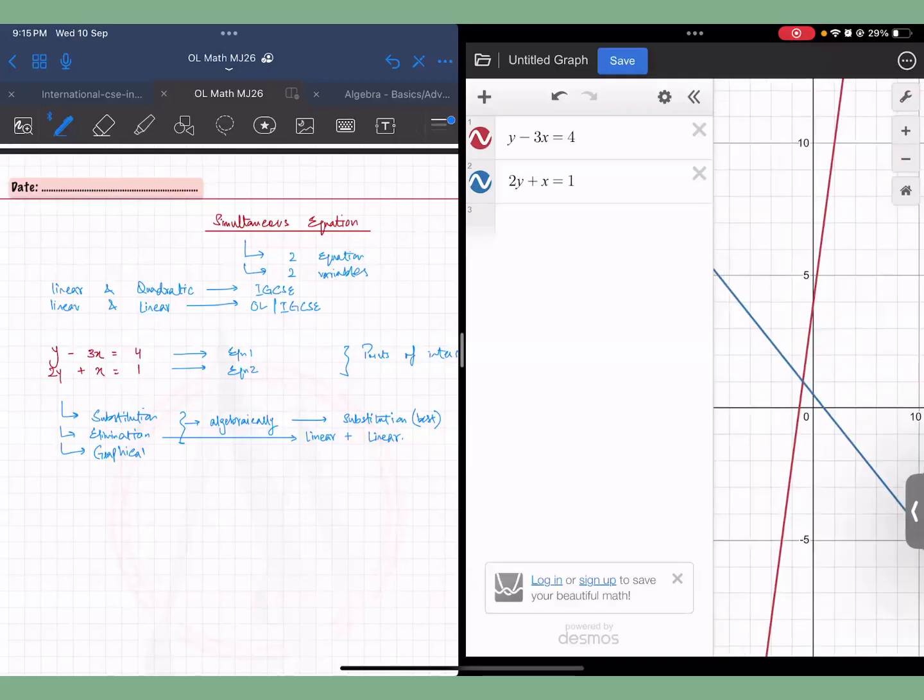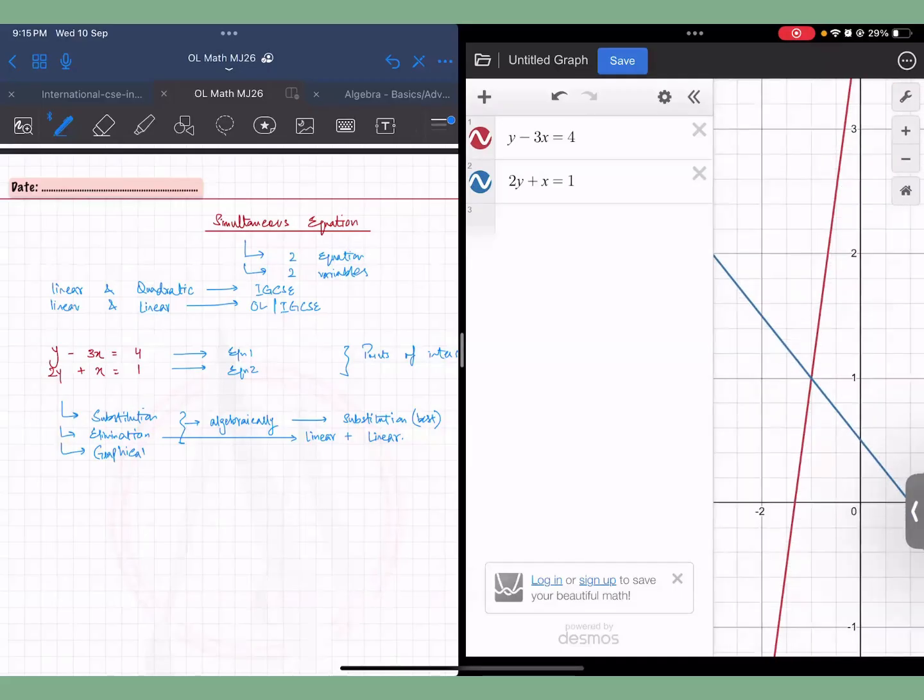So look, what are you getting? The red one is y minus 3x equals 4, and the blue one is 2y plus x equals 1. You can see that they both are intersecting at this point, minus 1 comma 1. So you have solved it graphically. You know right now that the value of x is minus 1 and the value of y is 1. It is always x comma y. So x is minus 1 and y is equal to 1.